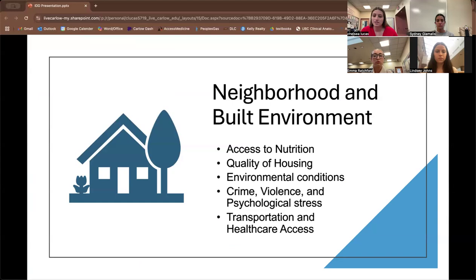Quality of housing and indoor environmental hazards, for SLPs: poor housing conditions can lead to neurodevelopmental disorders, cognitive delays, and speech and language impairments in children. And for PAs, exposure to allergens and toxins may increase respiratory conditions such as asthma, which can affect vocal health and overall communication abilities. Environmental conditions such as pollution, noise, and green spaces.